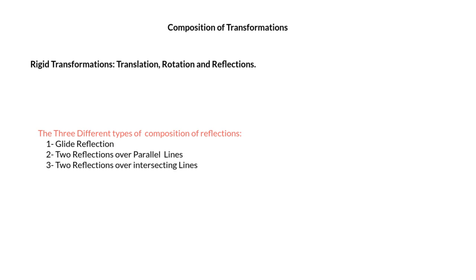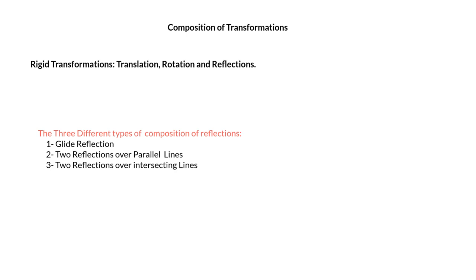Composition of transformations is when you do more than one transformation at once. So you do reflections and then you do rotations, or you do translations and then you do reflections, or something like that. That's how we are going to talk about three different compositions of transformations that are typical.